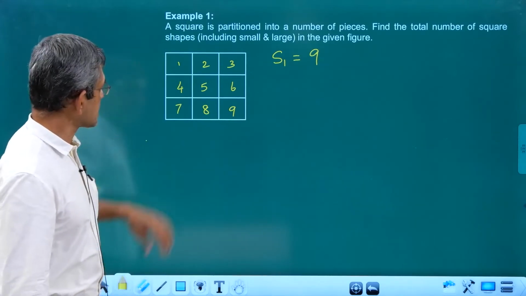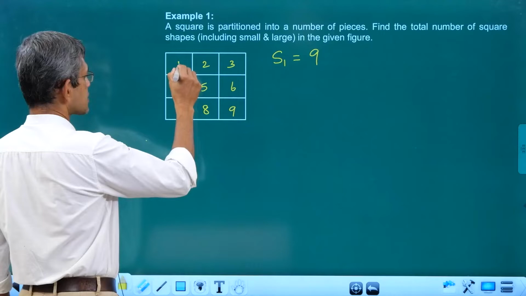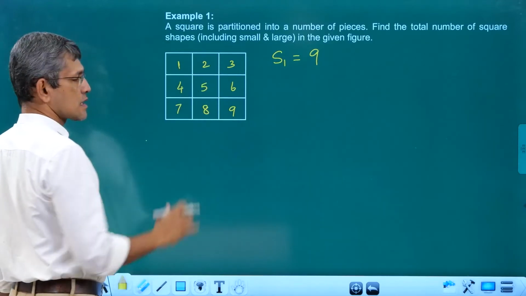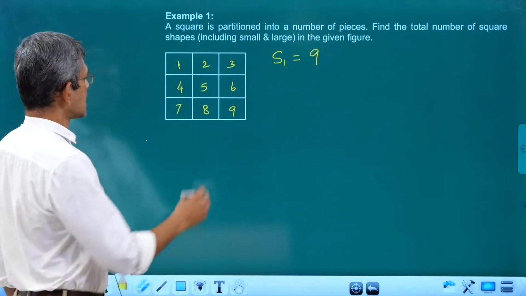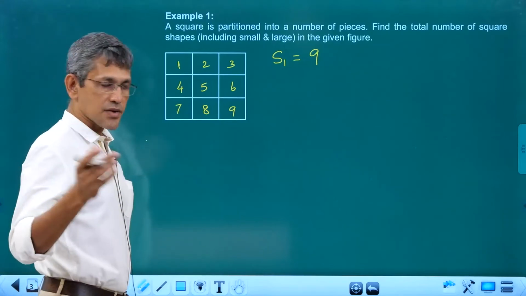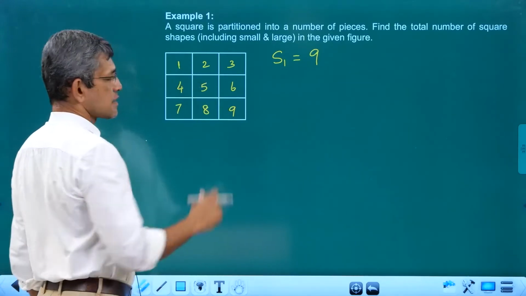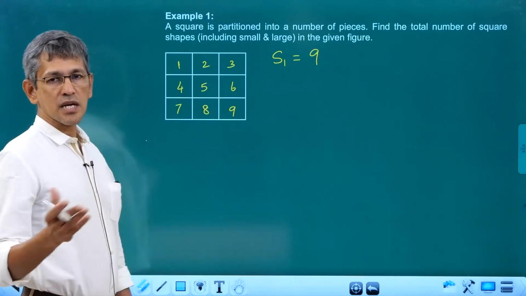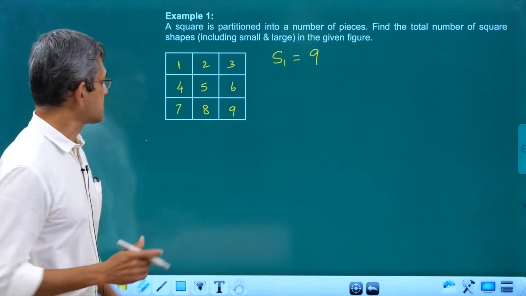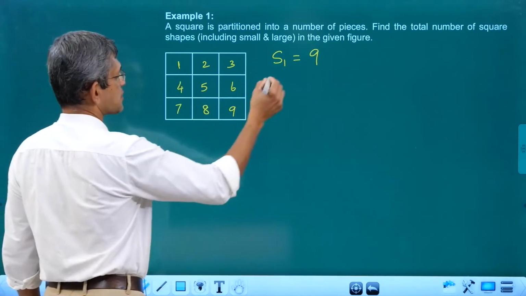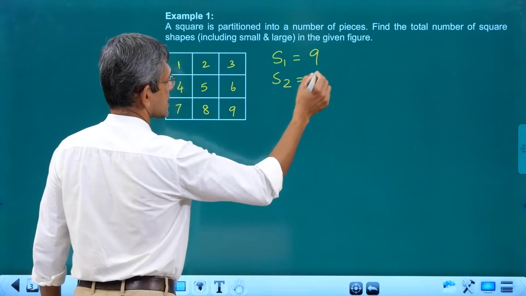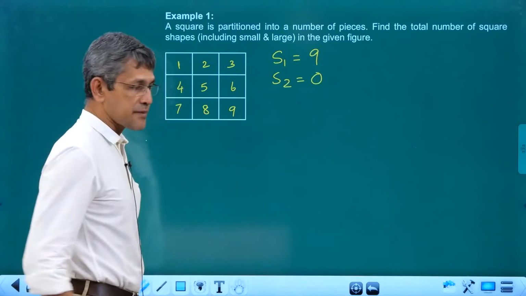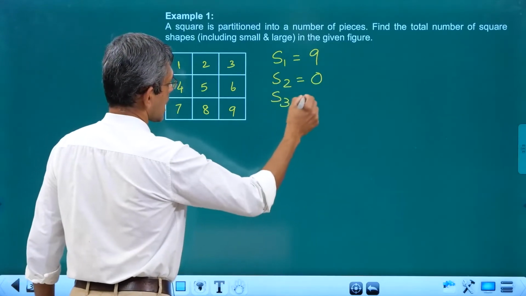And if you take 2 pieces, let's say if I take 1 and 2 together, is it a square? No, that's a rectangle. And if I take 1 and 4, again it's a rectangle. If I take 1 and 5, it is not a rectangle, it's a different shape. So ultimately, if I take 2 pieces together, it doesn't give any answer. That means we don't have a square. 3 pieces together, we don't have a square.